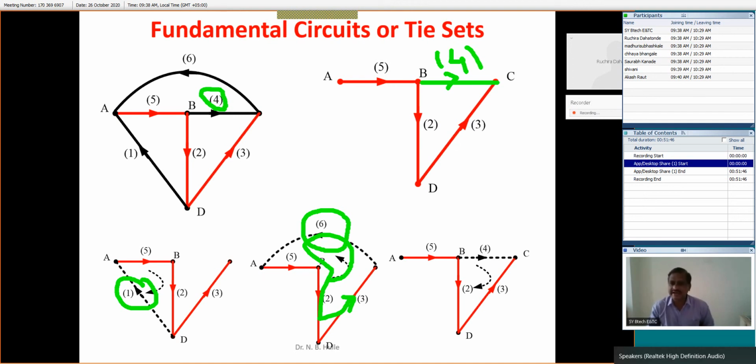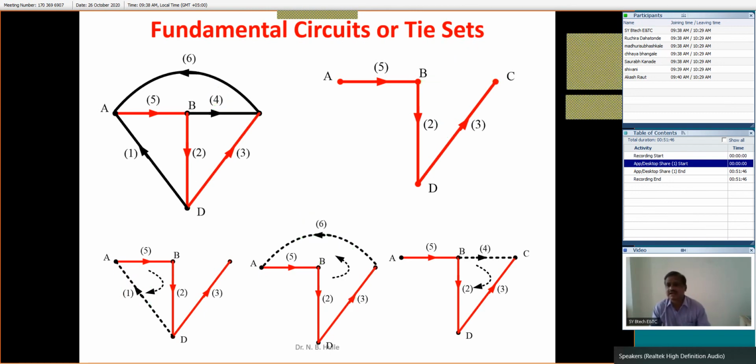And what should be the direction of the current in this tie set? A tie set is nothing but a set of branches forming a loop in that particular graph. It should be the same as this branch 4. This branch 4 is forward, that's why its direction must be clockwise. This should be the direction of current in this particular case, and these are nothing but the fundamental circuits or tie sets.